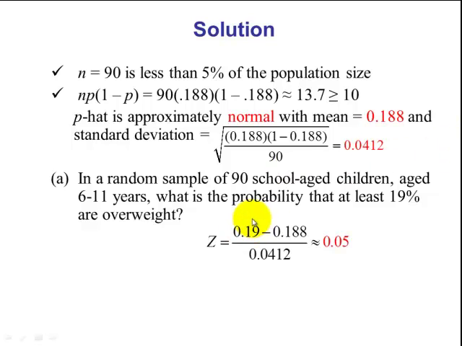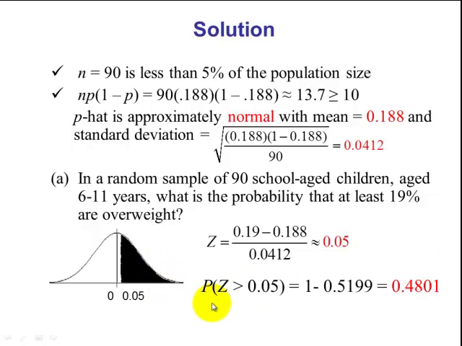In order to answer the question, we first want to find our z-score. So we take our p hat, 0.19, subtract our mean, 0.188, and divide by our standard deviation, 0.0412. So our z-score is approximately 0.05. Looking at the picture, with a z-score of 0.05, we want the probability of at least, and at least means greater than. So using table 5, the probability of z being greater than 0.05 is 1 minus what's in the table, 0.5199, which gives us a probability of 0.4801.